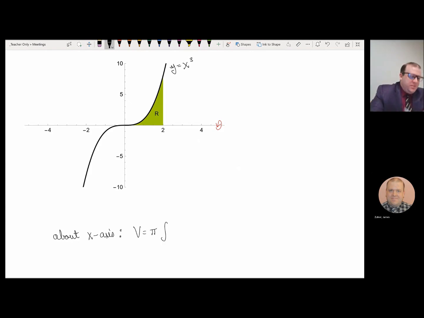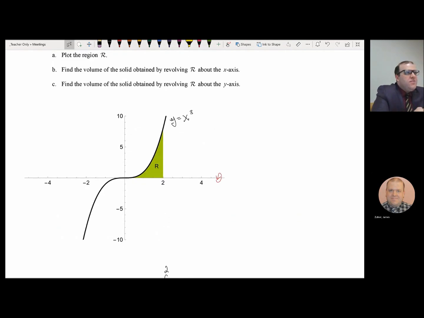Pi times the integral from 0 to 2, right? Go back to the question. We're rotating this region both about the x and the y, and we're going to find the volumes of each region, or each resulting solid.